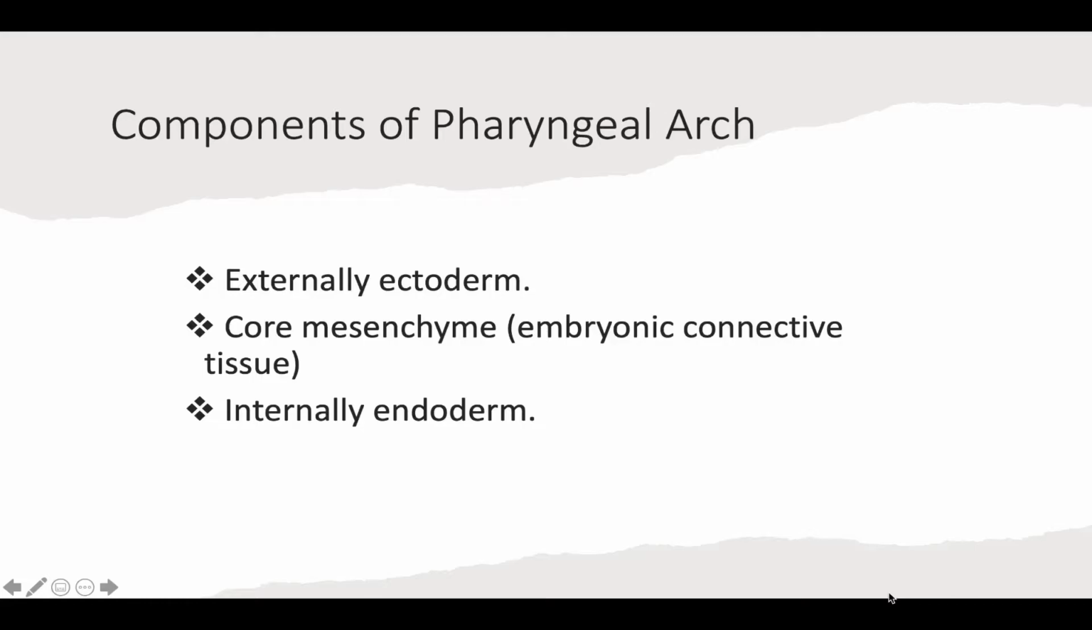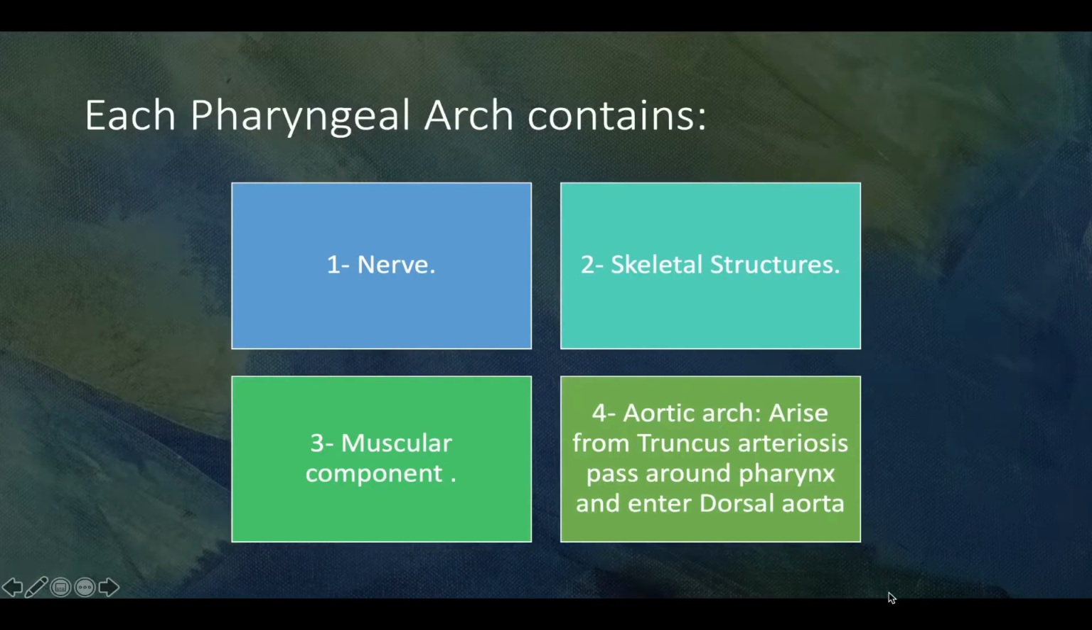So what are the components of the pharyngeal arch? Three components: the ectoderm, mesoderm, and endoderm. Each pharyngeal arch contains four things: the cranial nerves, the skeletal structures, muscles, and arteries.